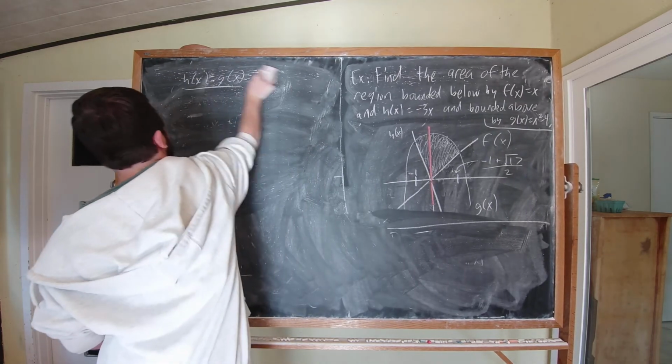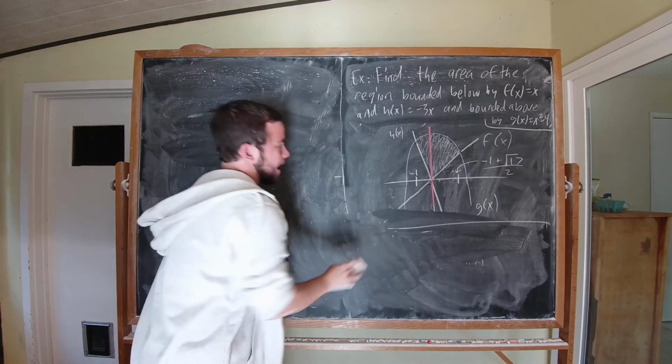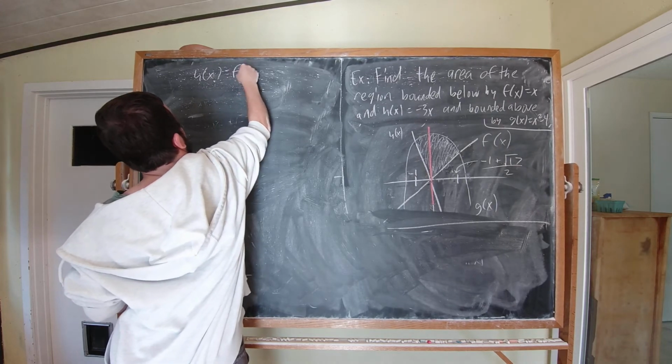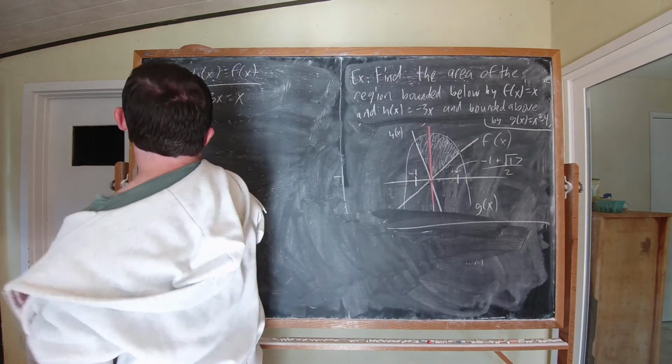So we have those two. We need to find the final one. It should be at 0. And we'll see that real fast. If we do h of x equal to f of x, we solve negative 3x equals x.